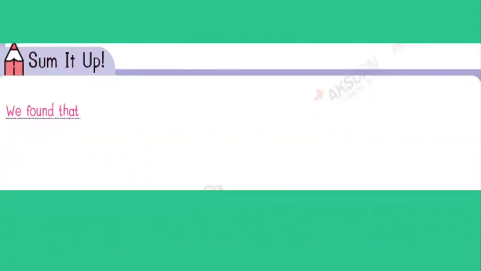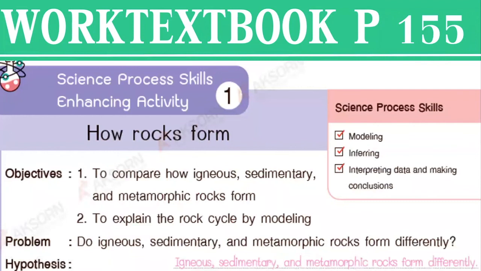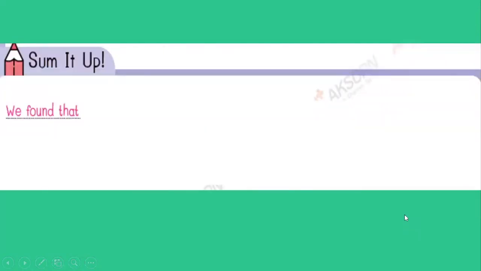All right. Now, when we finish filling up our table, we go to the conclusion section. I will ask you to sum it up. I give you the beginning of the sentence: We found that. You can look at our hypothesis. Igneous, sedimentary, and metamorphic rocks form differently. Each type of rock can change into the others at different conditions.